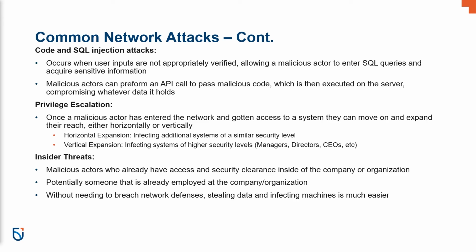Privilege escalation. Once a malicious actor has reached the network and gotten access into a system, they can move on and expand their reach either horizontally or vertically. Horizontal expansion is when you infect additional systems of a similar security level, whereas vertical expansion is infecting systems of a higher security level, so managers, directors, CEOs, those types of systems.